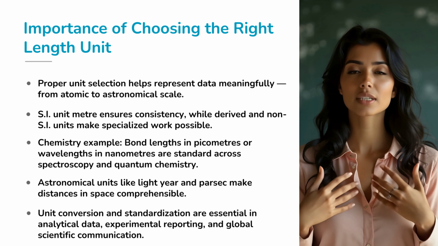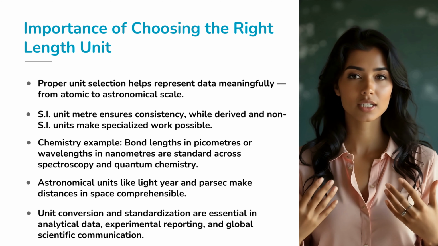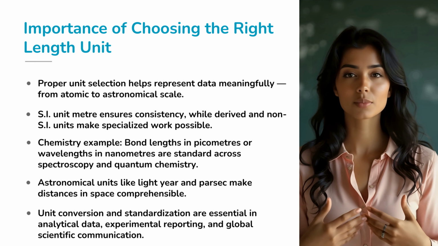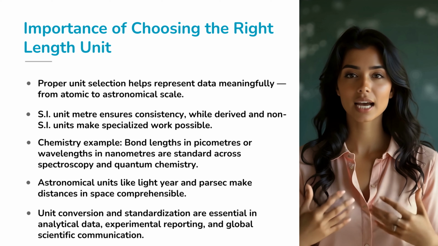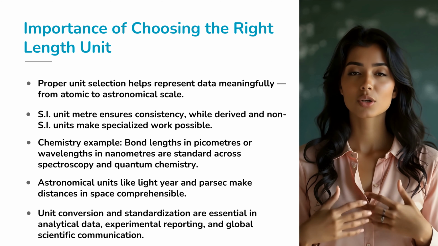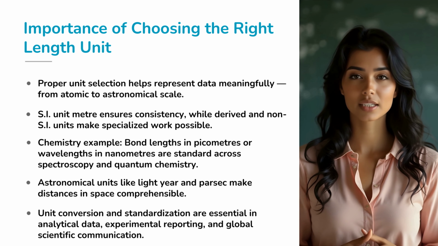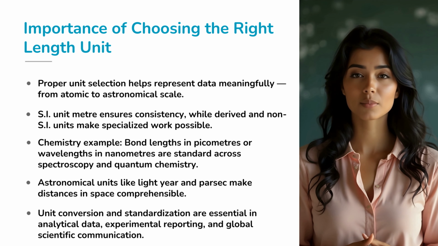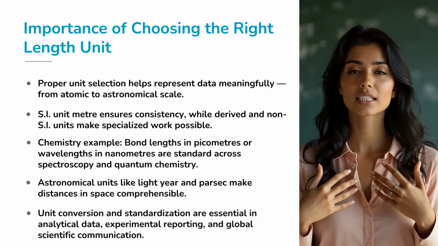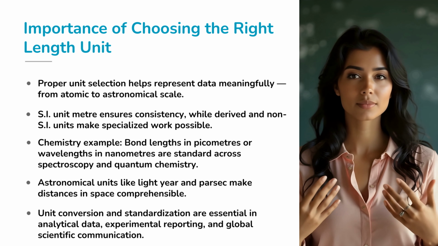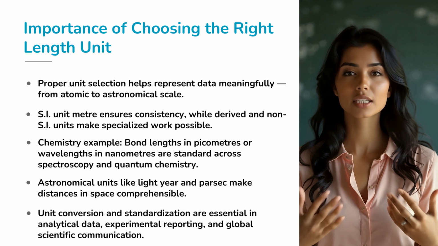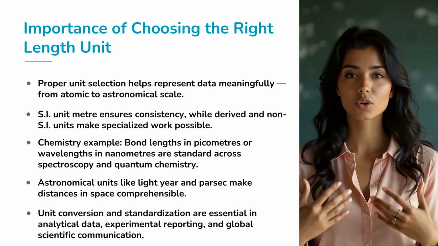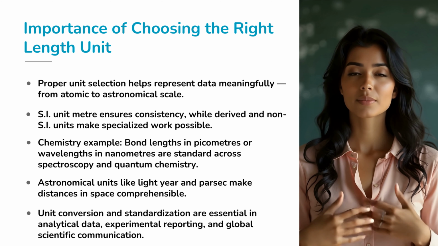So why does all of this matter? Why should a chemist care about light years or Fermis? The answer is simple. The choice of unit defines the accuracy and relevance of our measurements. In chemistry, choosing the correct unit allows us to clearly express bond lengths, molecular sizes, and reaction scales without confusion. Measuring an atomic radius in meters would result in an inconvenient decimal mess, but nanometers or angstroms fit perfectly.